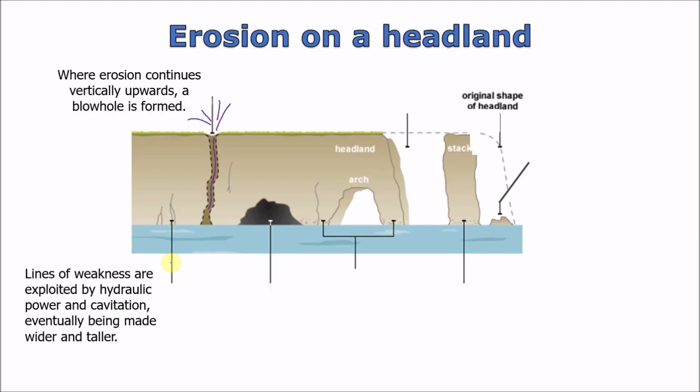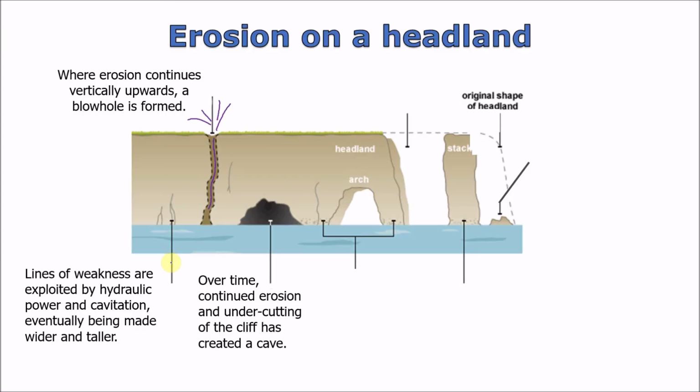Over time, as I said, those cracks and weaknesses are going to become larger, and the undercutting of the cliff is going to continue until we find a cave being formed, a large opening on the face of that headland. What we have to remember is that because this is a headland, the same thing could well be happening on the other side. So we might have a cave forming in a similar position on the other side of the headland, the side that we can't see in this diagram.